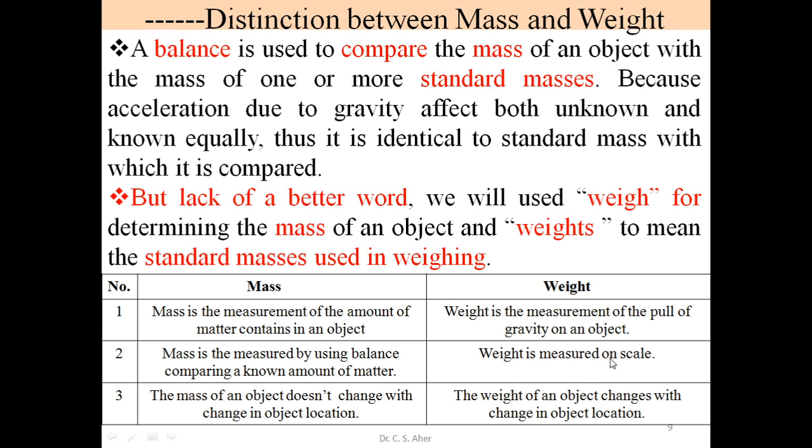But weight is measured on a scale. The mass of an object does not change with a change in the object's location, but the weight of an object changes with a change in location, because it is affected by G, that is, gravitational force. But now we use these two words: weighing means comparison of an object with standard masses, and weights are the standard masses.